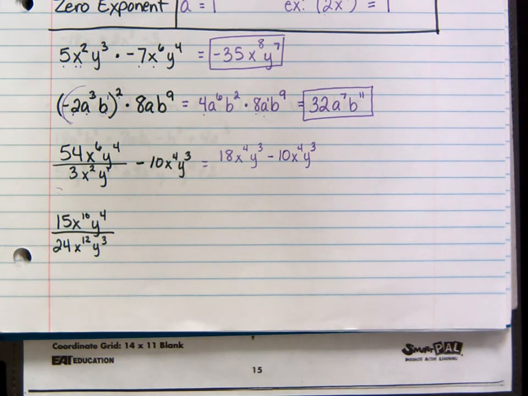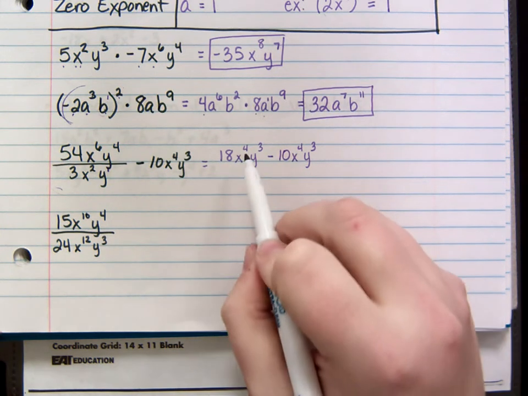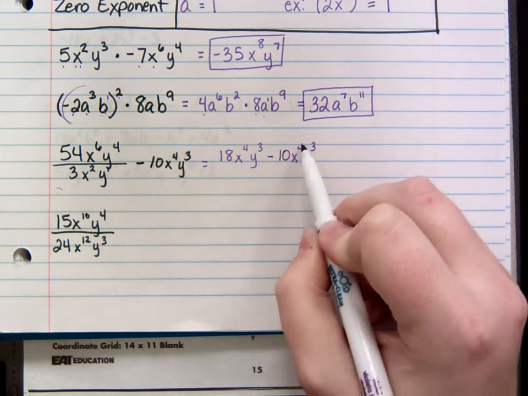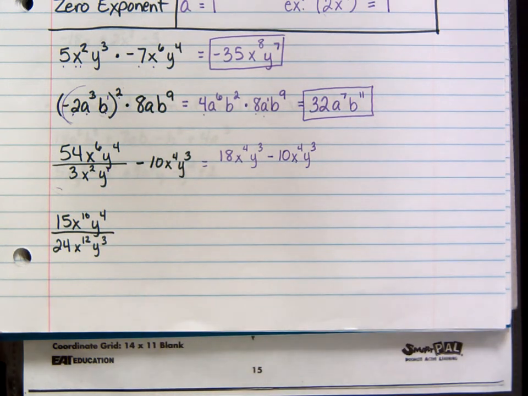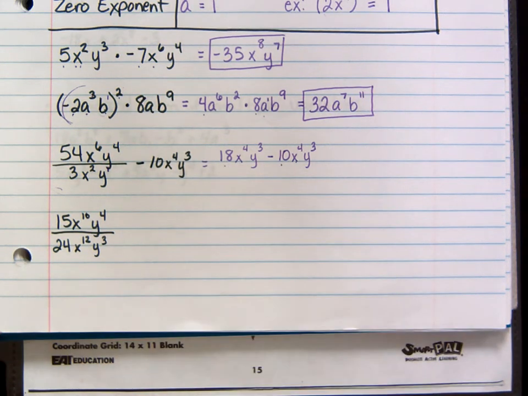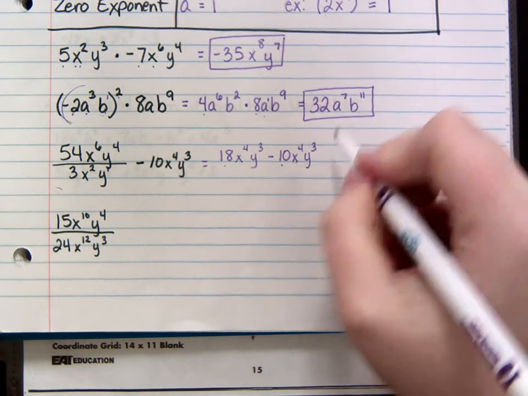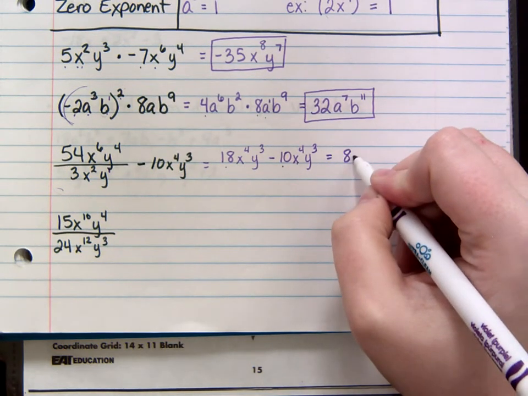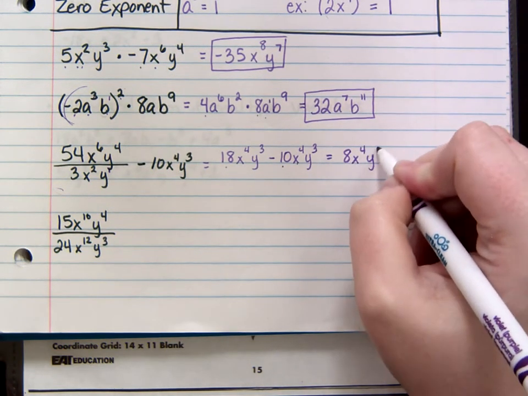When you are adding or subtracting, you can only add or subtract if your variables and the exponents of those variables are the same. In this case, they are. X to the 4th, y to the 3rd, same here. The difference is when you are adding or subtracting, you are not going to change your exponents. The only thing that changes is the coefficient, the number out front. So 18 minus 10 gives me 8, x to the 4th, y to the 3rd.